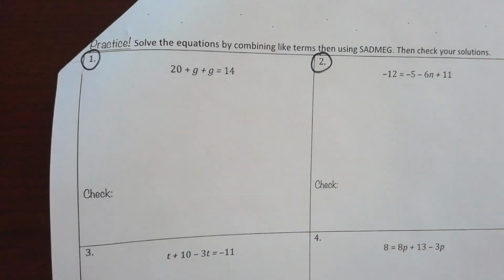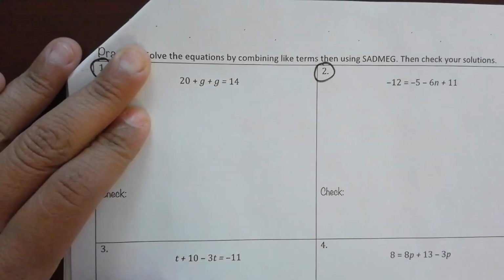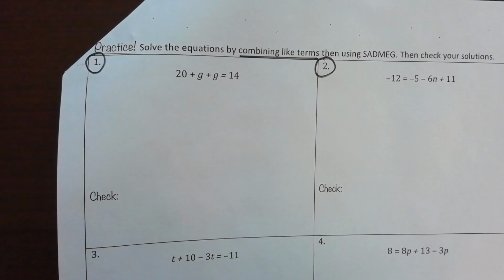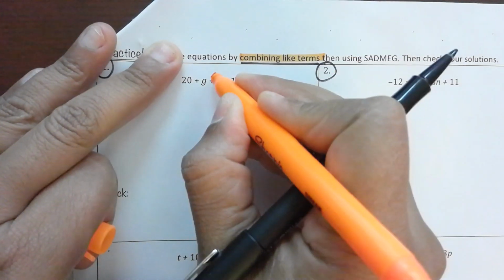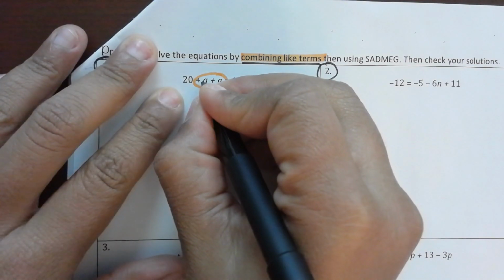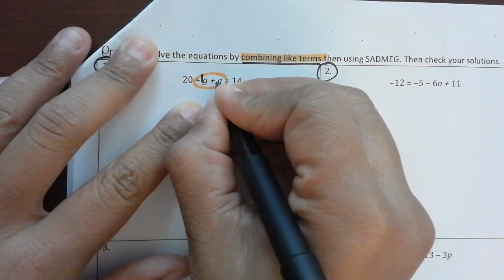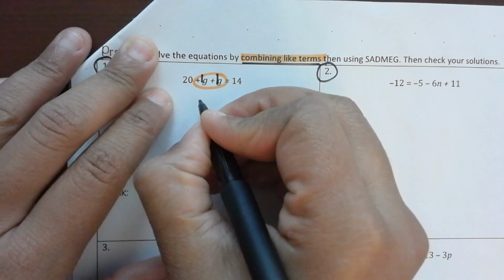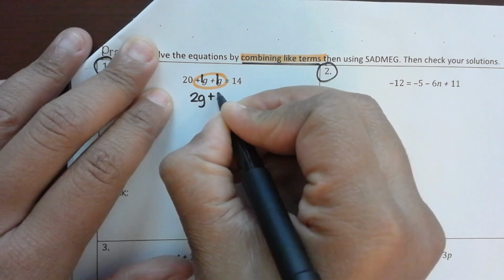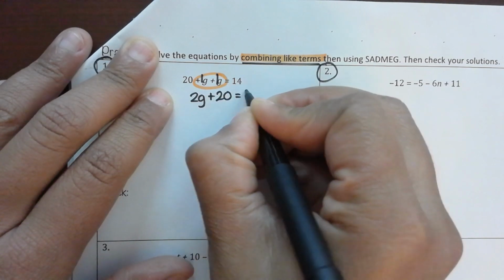The sharpener's over there. Alright, so looking at the first one, I have 20 plus G equals 14. What's the first thing I need to do? Add what? The two G's, because aren't they like terms? Yes. Don't the directions say combining like terms? So, what's the coefficient in front of this G? 1. What's the coefficient in front of this one? 1. So, what's 1 plus 1? 2. So, what's being brought down? 2G plus 20 equals 14.